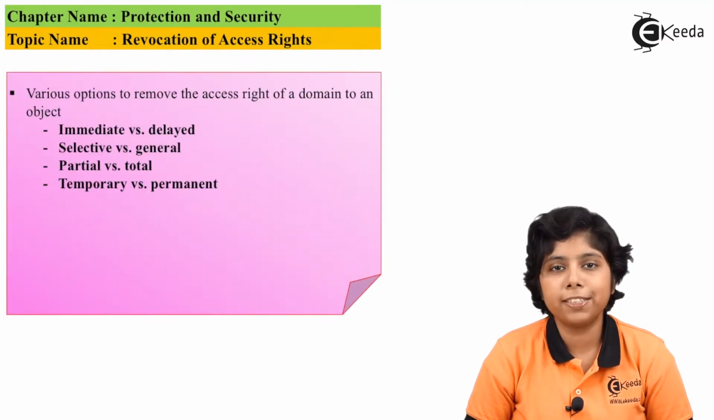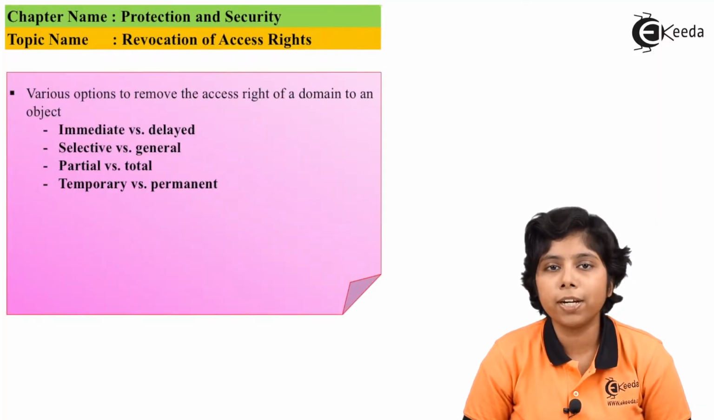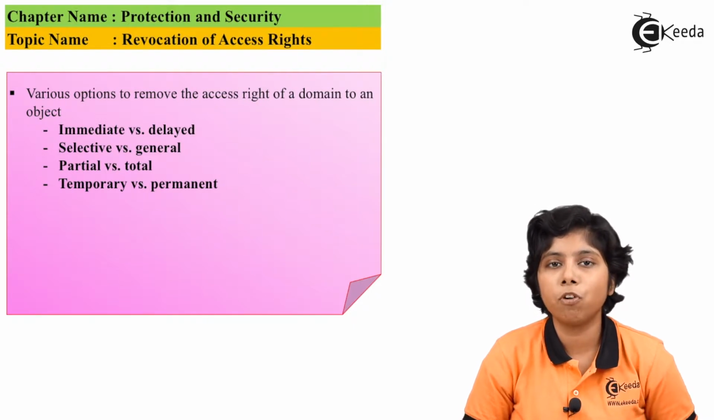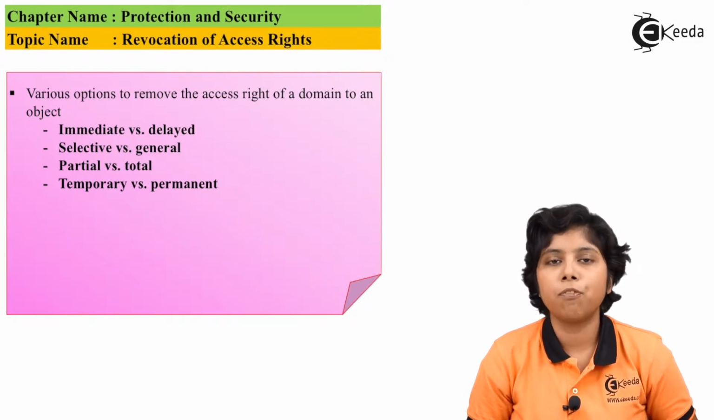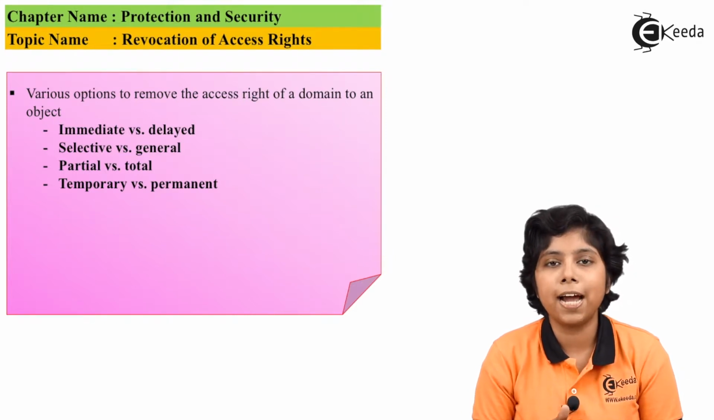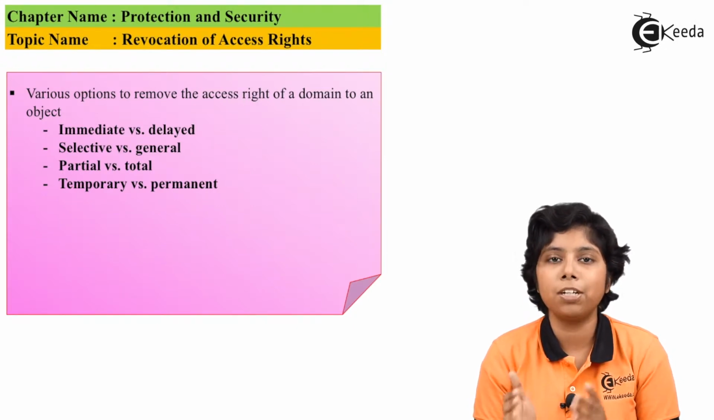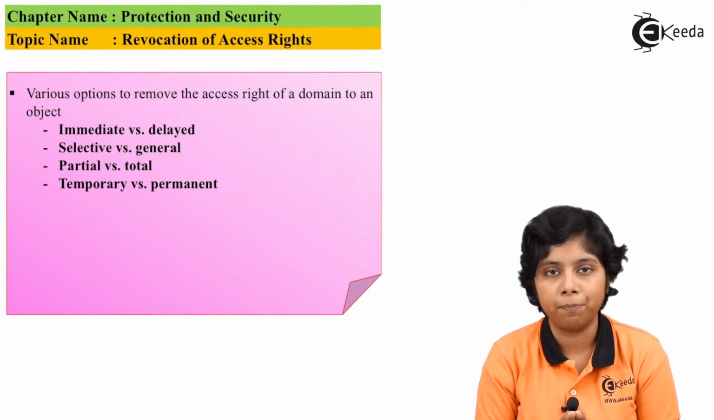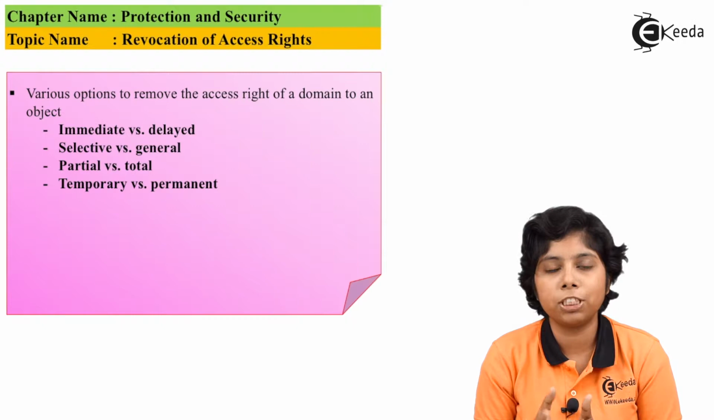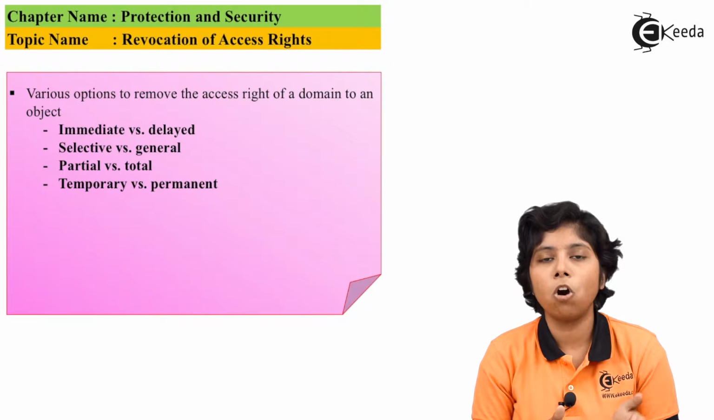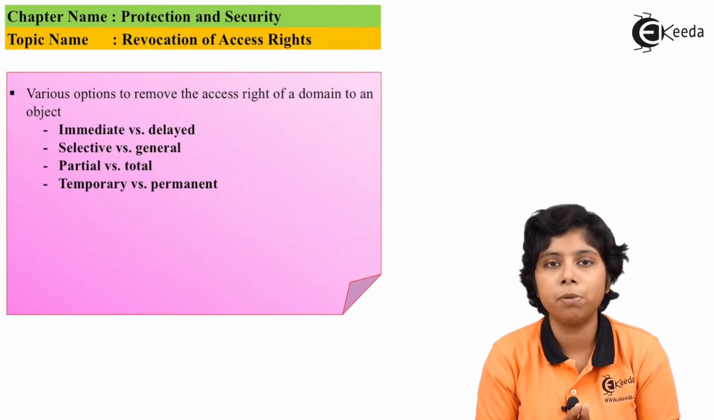In a dynamic protection system, sometimes we want to revoke an access right from a user or a set of users. Now there are many concerns that arise when revoking an access right from a user. The first question is whether the revocation is partial or total, that is, whether all the access rights are revoked or only a set of access rights. The next is selective or general, that is, whether the access right should be revoked from all the users or only a set of users.